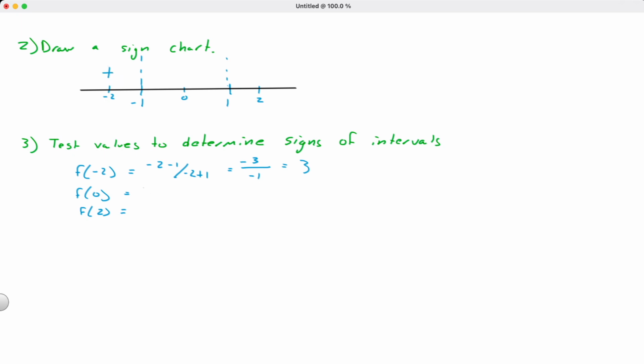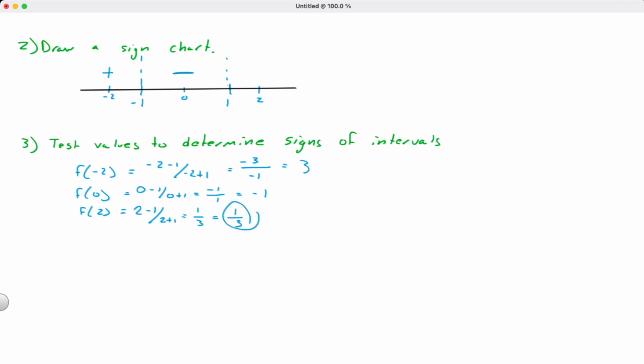Plugging in 0, we'd have 0 minus 1 over 0 plus 1, giving us negative 1 over 1, or simply negative 1. Since negative 1 is negative, that represents this whole region here, and so everything between negative 1 and 1 will be negative. Finally, inputting 2, we have 2 minus 1 divided by 2 plus 1, which gives us 2 minus 1, or 1 for the numerator, and 2 plus 1, or 3 for the denominator, in other words, 1/3.